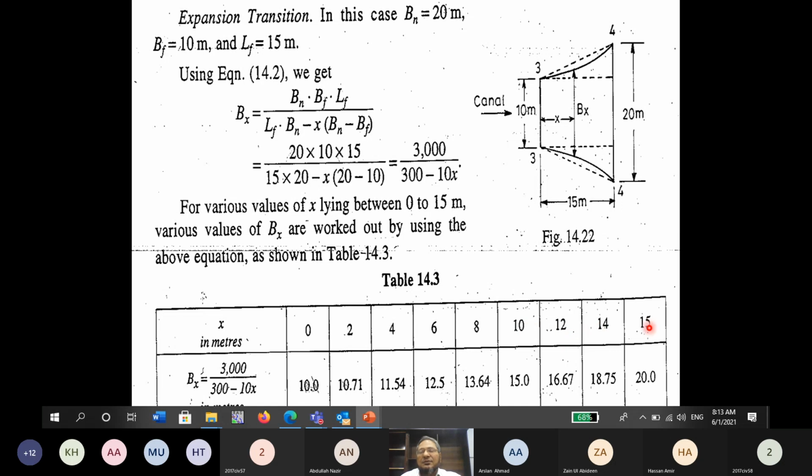meters, and the last value for the 15 meter length. At an x value of 15 meter, you know what should be the value of bx? It should be 20 meters, same as the bottom width of the canal. So bx has been computed, and once these are computed, it means we have the values, and actually we have designed this transition.